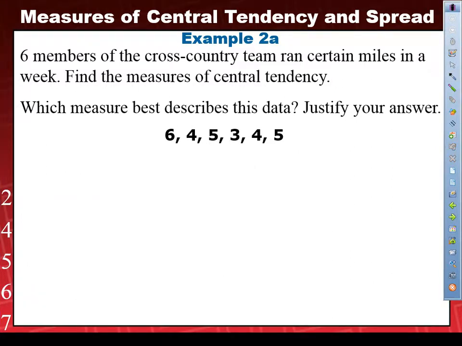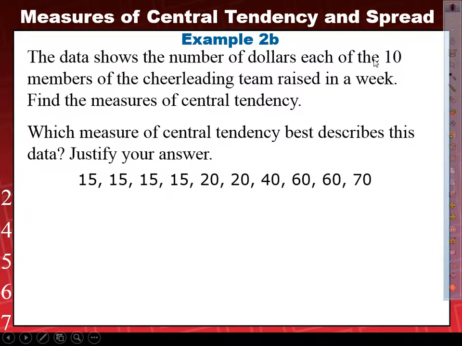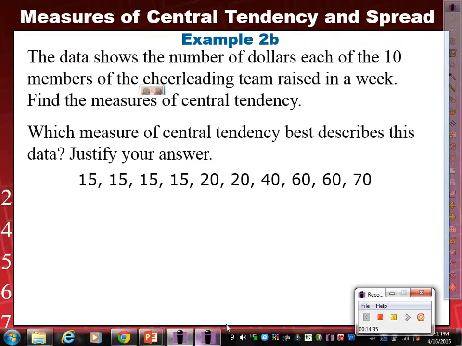Example 2B. Copy it on your paper. You don't have to copy the words. Just let me read it. Example 2B says, the data shows the number of dollars each of the 10 members of the cheerleading team raised in a week. Find the measure of central tendency. What measure of central tendency best describes this data? And it gives you 15, 15, 15, 15, 20, 20, 40, 60, 60, 70. And it looks like they already arranged it from least to greatest. So, there you go. I helped you guys out already. So do that one by yourself. See what you get. Go.